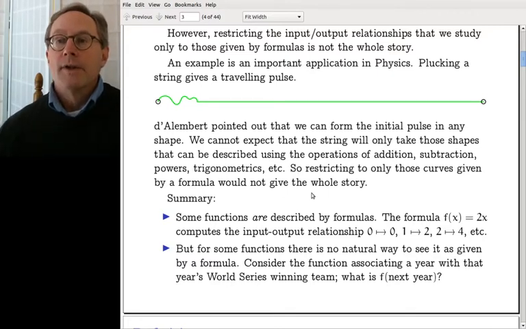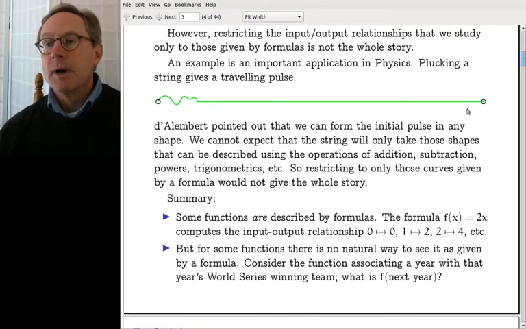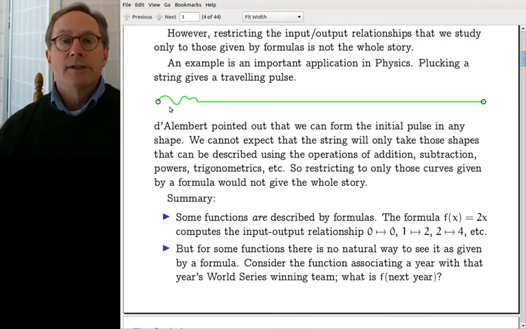An example is an important application in physics. Here is a string. If you pluck this, the pluck will travel down the string and come back. D'Alembert pointed out that we can form the initial pluck in any shape we want, and it'll travel as a body down and come back. That is to say, the solutions to the relevant equation aren't necessarily those things described by formulas. You can pluck it in any shape at all, whether it's a formula or not.